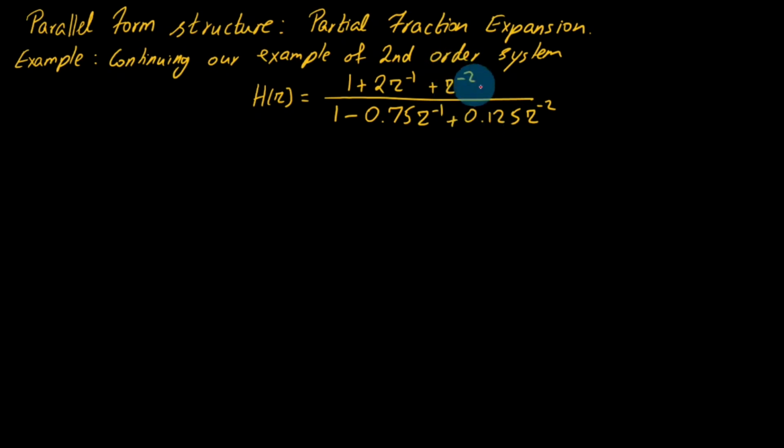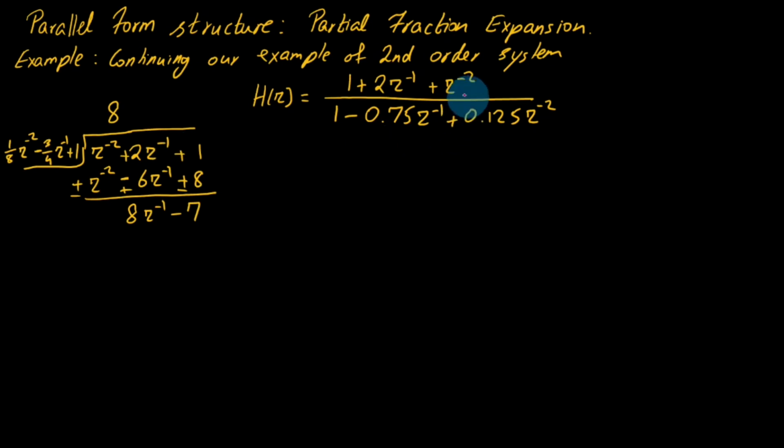Now, because the order of the numerator is equal to the order of the denominator, we apply the division rule. So we place this over here and we start with z to the power minus 2, then 2 z inverse plus 1, and similarly over here we have 1 by 8 z to the power minus 2. This is 1 by 8, so this is minus 3 by 4 written over here, and then lastly 1.